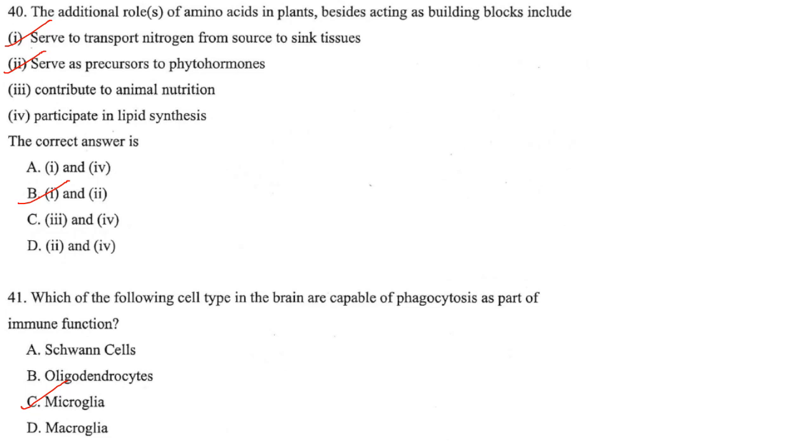Which of the following cell types in the brain are capable of phagocytosis as part of immune function? So it is the microglia. Answer is option C.